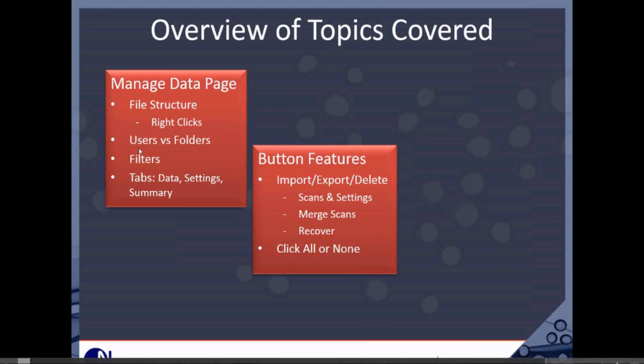What is the difference between a user and a folder? And what are the filters and how you can better search for your data using the filters? And then the tabs. Basically, there's 3 tabs at the top, and I want to show you what each of them contain. And then you have the button features. So how do you import, export, and delete your scans?